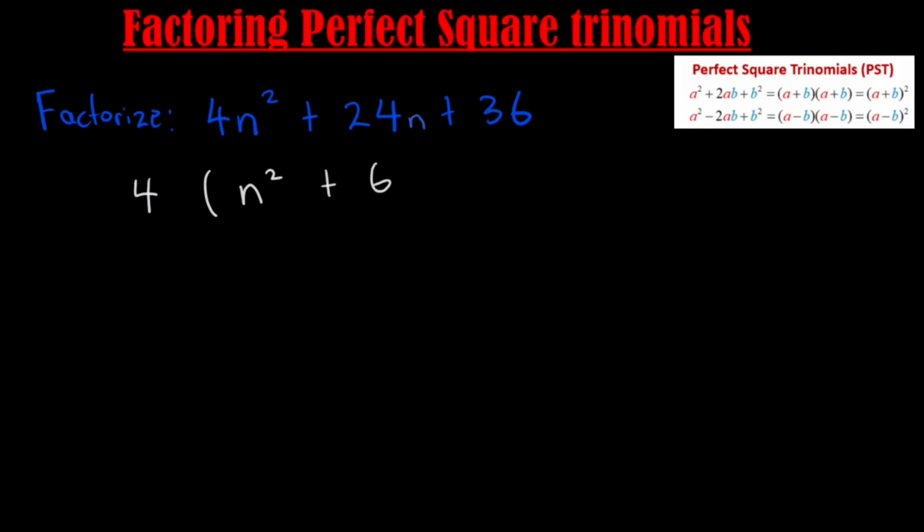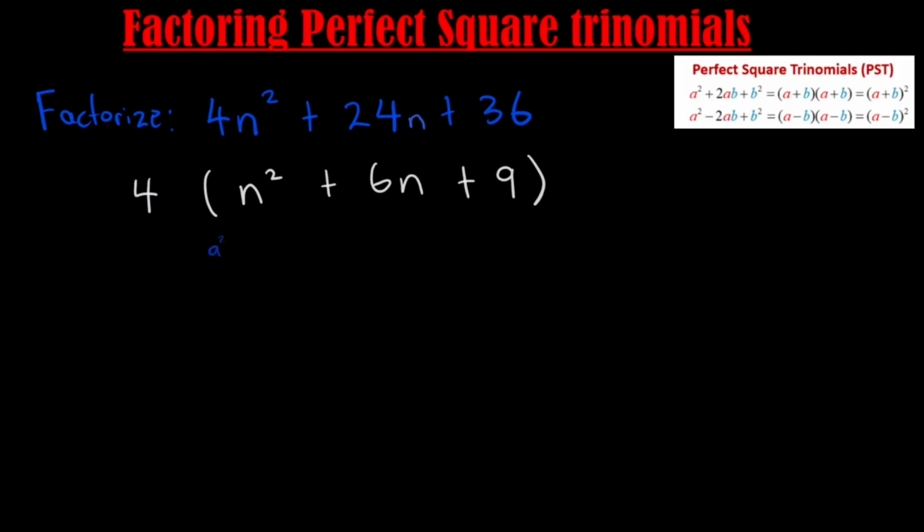All right, so if we factor out the 4, we are left with n squared plus 6n plus 9. So there we go. We're just going to leave that 4 right here, and we're going to focus on the trinomial that we have in the bracket here. So n squared plus 6n plus 9. Great.